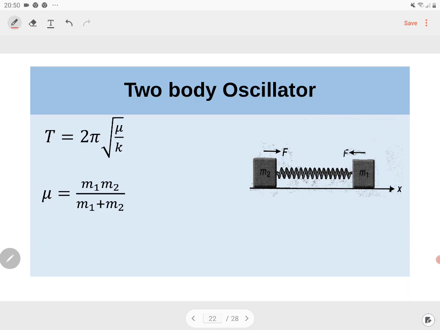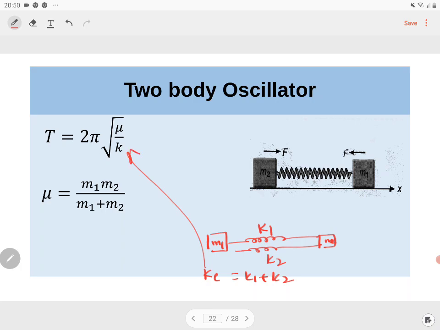So remember, children, between these two blocks you can have any number of springs. Suppose we have block m1 here and block m2 here, and two springs are connected like this. Now these two springs, k1 and k2, are in parallel, so k effective is equal to k1 plus k2. That k effective we have to substitute in the denominator.